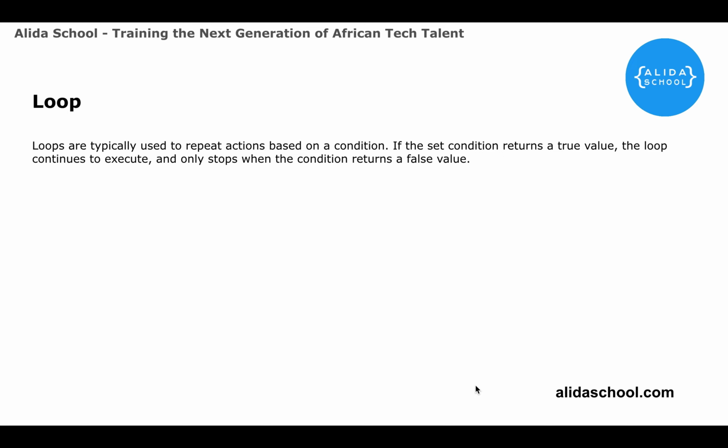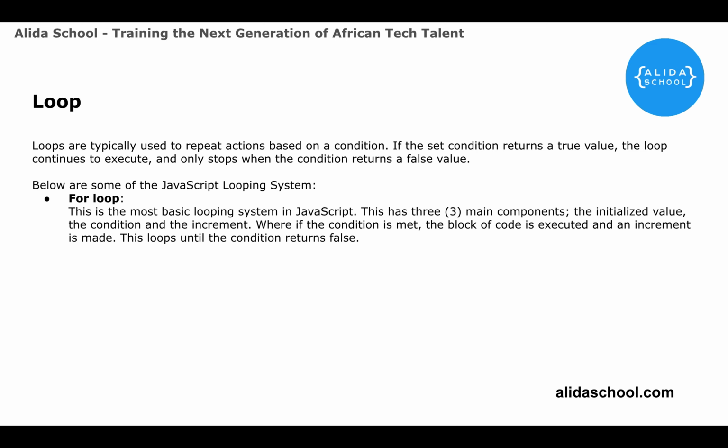Welcome to the loop slide. Loops are typically used to repeat actions based on a condition. If the set condition returns a true value, the loop continues to execute and only stops when the condition returns a false value. Below are some of the JavaScript looping systems.